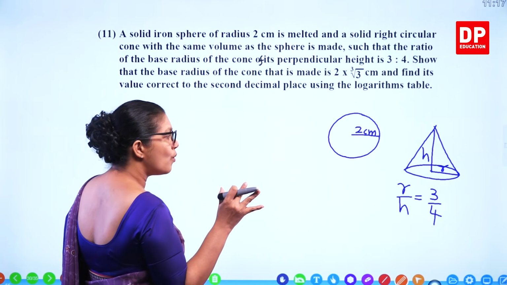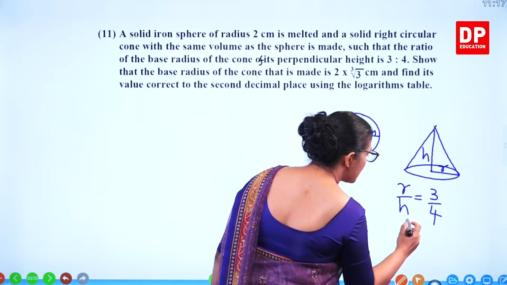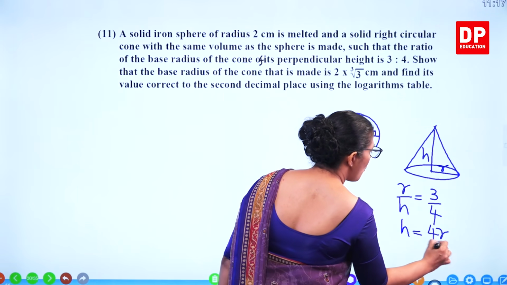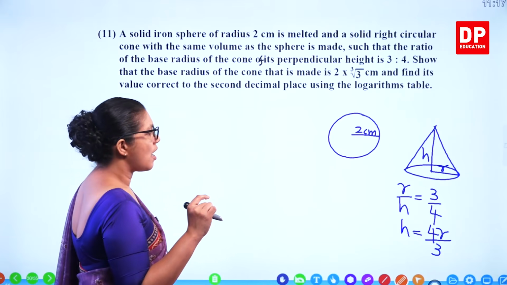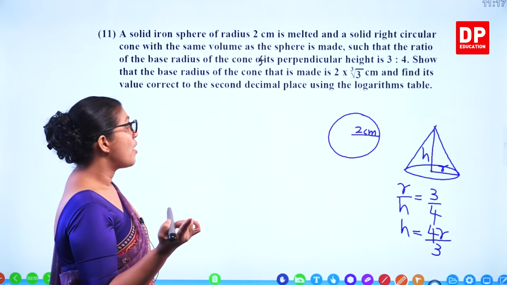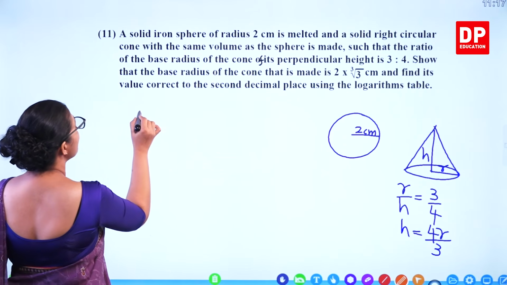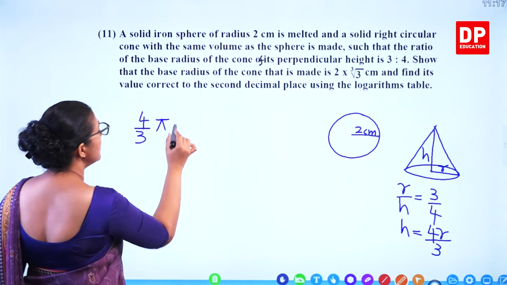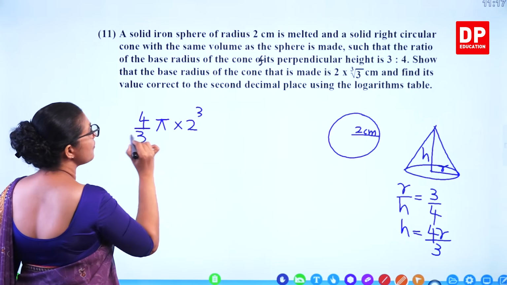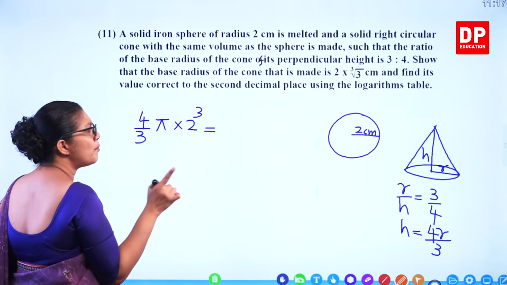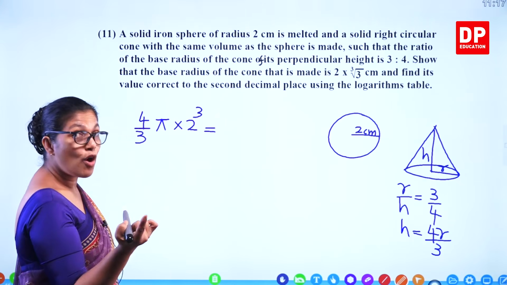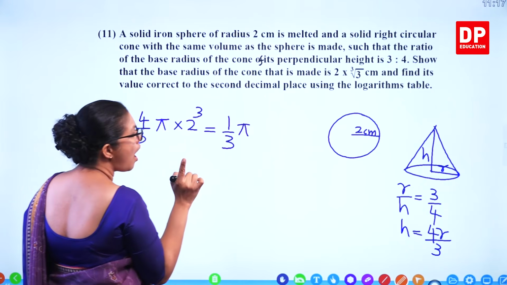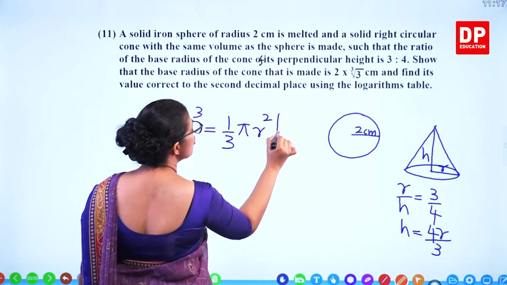So we know from this, what is H? You need this later. H becomes 4R over 3 in terms of R. Now how do you write down the volume of the sphere? 4 over 3 pi R cube. R is 2. That's equal to the volume of the cone. So what is the volume of the cone? 1/3 pi R squared H.